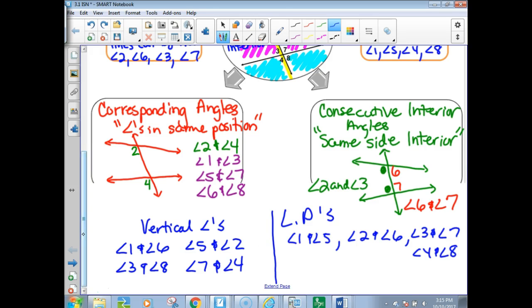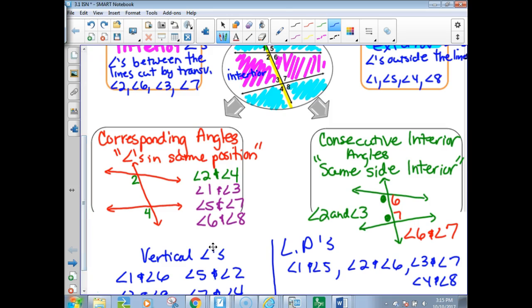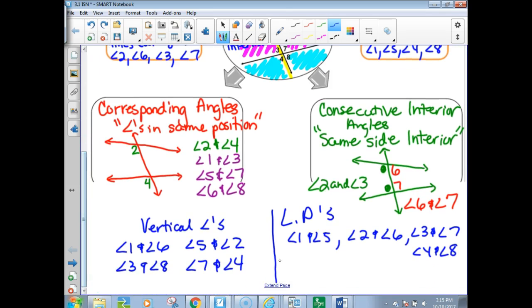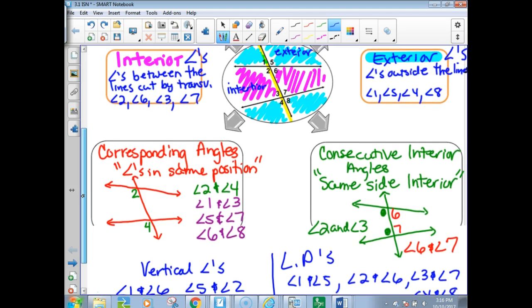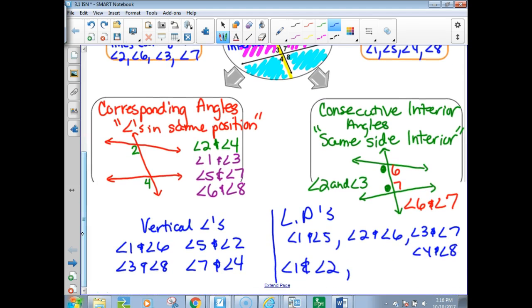So I'll start back at the top. Angle 1 and 2. I like using the word and better. I think it's clearer, but I'm not really great at making those ampersands. 5 and 6. And then 2 more, 3 and 4. So I want you to remember that these are also linear pairs, angle 7 and angle 8. So you've got a bunch of definitions right there.